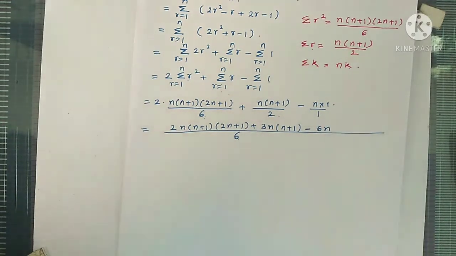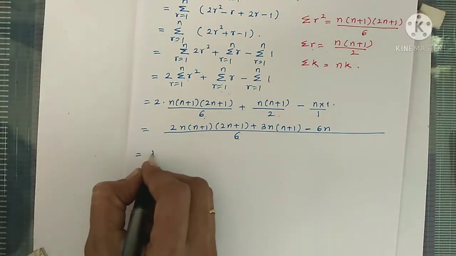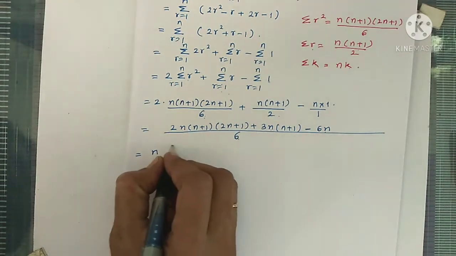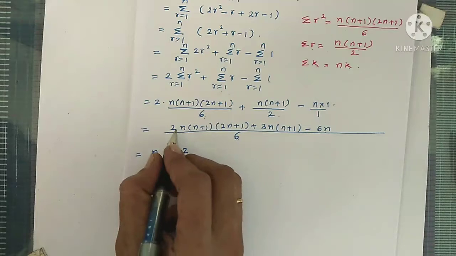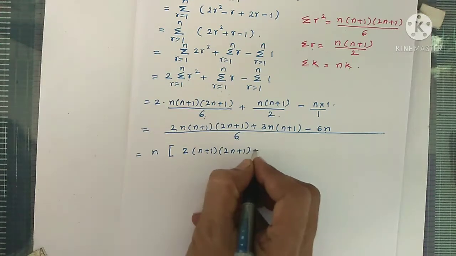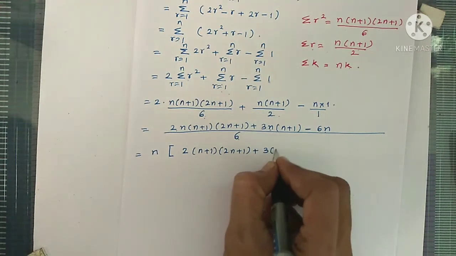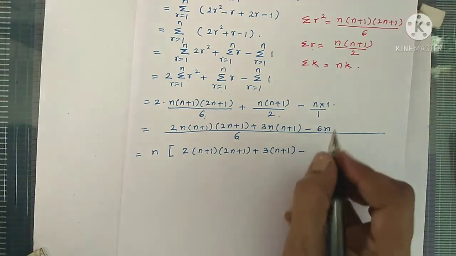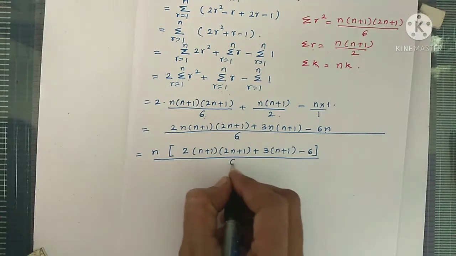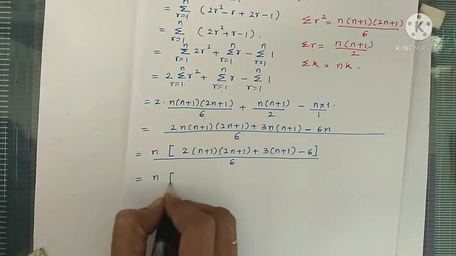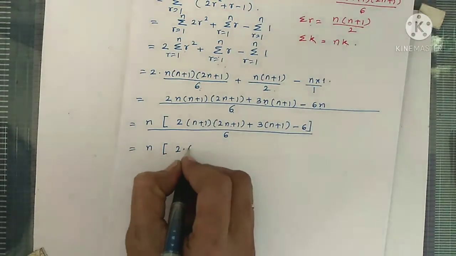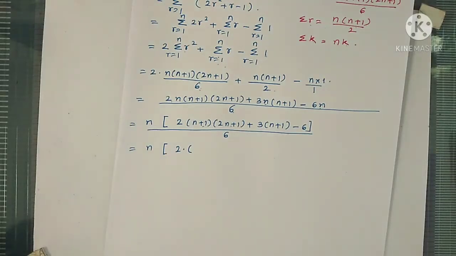So this becomes 6n. Now let's take n common from all these three terms, as they contain n. So taking n common and writing the remaining terms: 2 into (n plus 1)(2n plus 1). Now taking n common, the remaining terms are 3 and bracket (n plus 1), and minus 6 divided by 6. So this is n. 2 into, we have the product of these two brackets, so let's multiply those brackets first and then we will multiply those terms by 2.